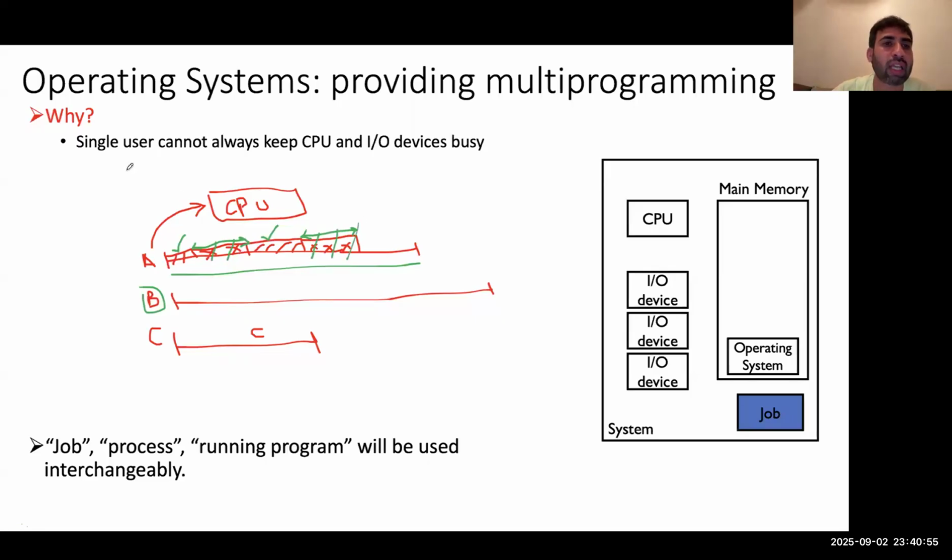So it basically means that when I am allocating the CPU to process A, it cannot keep the CPU and IO devices busy all the time, because when it is doing compute, the CPU is busy and IO devices are idle. When process A is doing an IO operation, then IO devices are busy and the CPU is idle, right? So at that time, I'm wasting the CPU. So that is not a good idea.